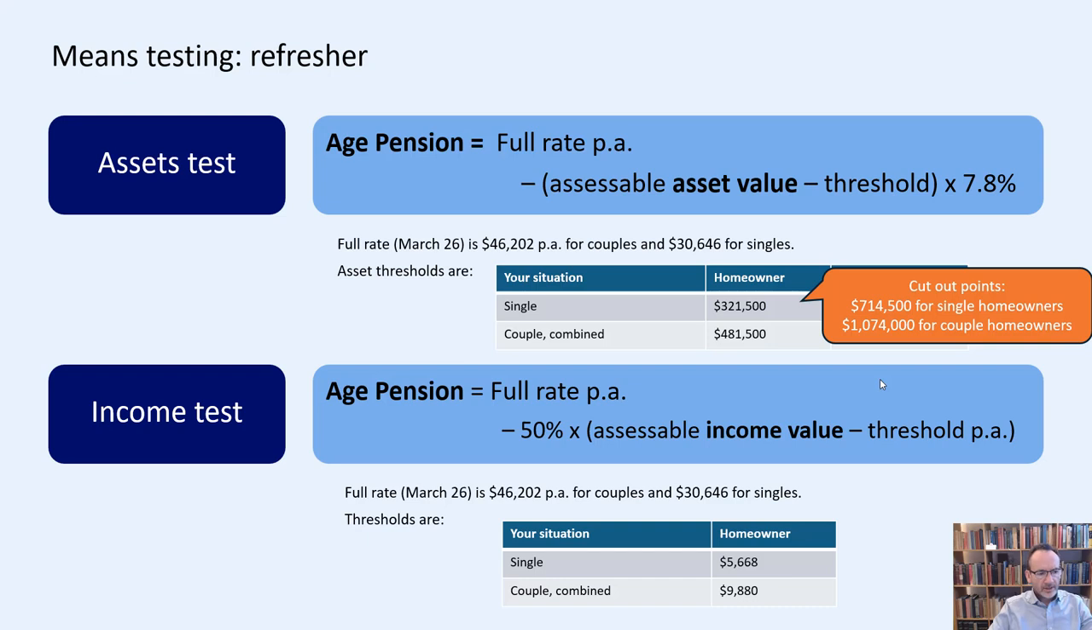Under the income test, it's the same full rate of age pension, but the thresholds are $5,668 for a single person, and for a couple, just under $10,000. The cutout point under the income test is just under $67,000 per year of income, which would mean you've got no age pension for a single, or for a couple, it's $102,284 combined.